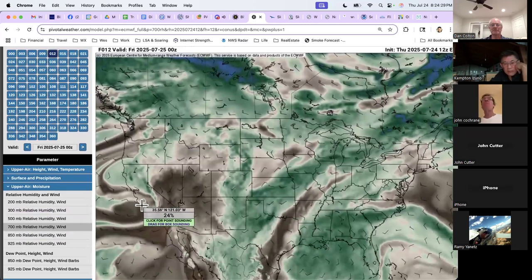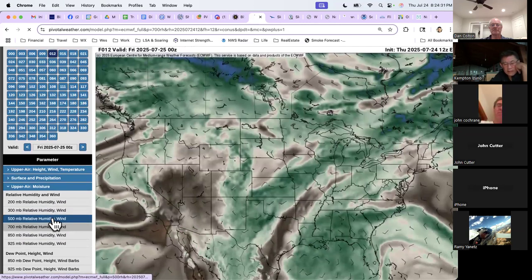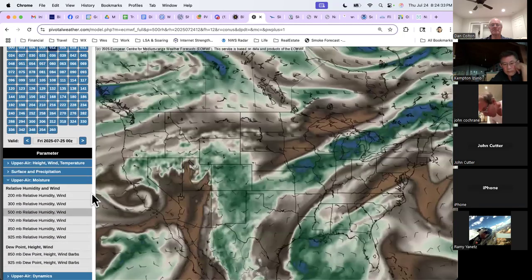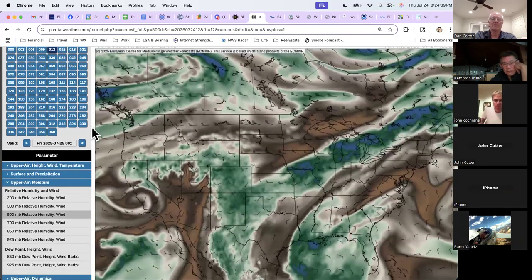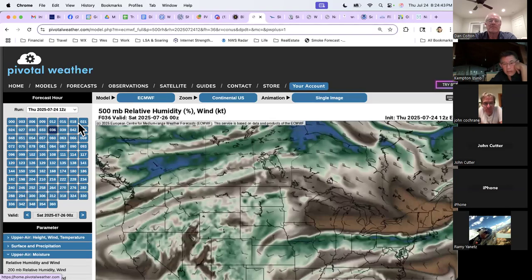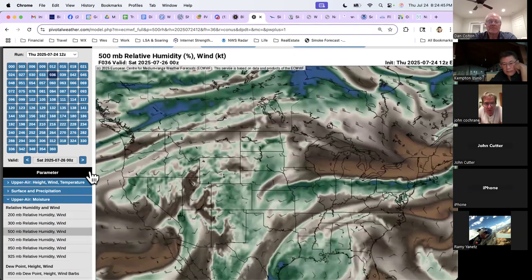So this cutoff low is here. It's probably better to see on the 500 millibar. Yeah, it's easier to see here. Okay, so this is this afternoon, Thursday, 4 o'clock. Let's go to tomorrow, 24 hours later, Friday, 4 o'clock. Now you see the center of this has moved north.